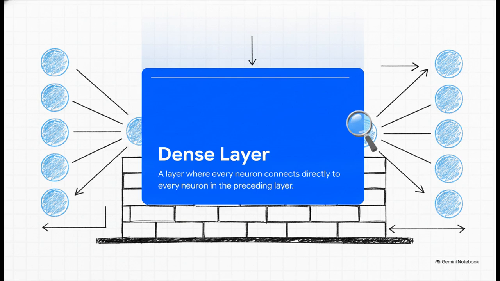Connecting this back to the whole individual neuron concept we discussed previously, a dense layer, which is sometimes called a fully connected layer, literally means that every single individual neuron within that layer is directly connected to every single neuron in the layer immediately preceding it. It's the absolute bedrock of your network's architecture.